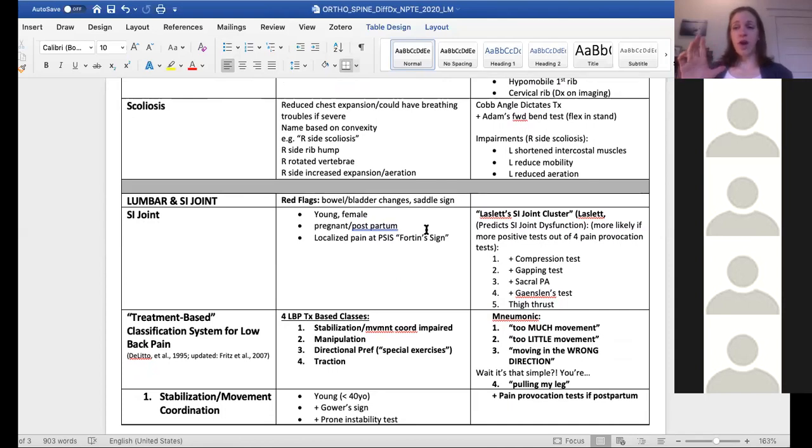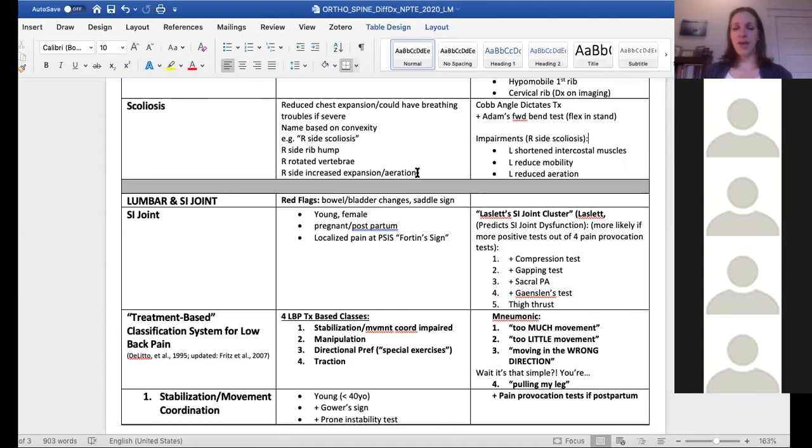So we'll describe scoliosis based on the convexity, so based on the outgoing curve. So a right-sided thoracic scoliosis is going to be a right-sided curvature in that thoracic spine. With a right-sided scoliosis, what you're going to see for associated impairments are these things on the left side. So shortened left intercostal muscles, reduced left side mobility, reduced left side aeration. Again, something that you're going to want to know just as a pattern of dysfunction for your board exams.